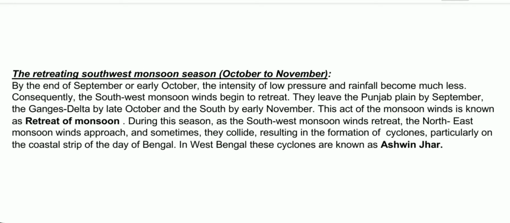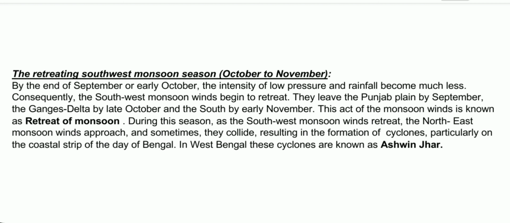The retreating southwest monsoon season, October to November. By the end of September or early October, the intensity of low pressure and rainfall become much less. Consequently, the southwest monsoon winds begin to retreat. They leave the Punjab plains by September, the Ganges delta by late October, and the south by early November. This act of the monsoon wind is known as the retreat of the monsoon.